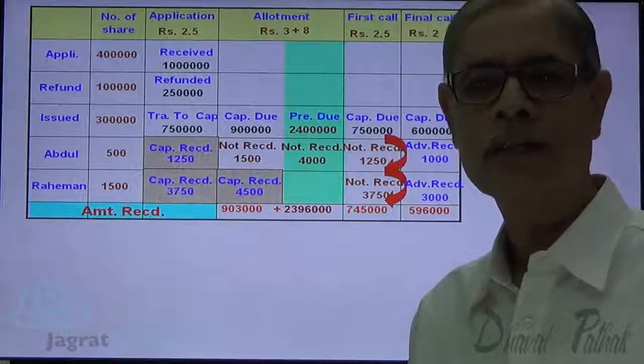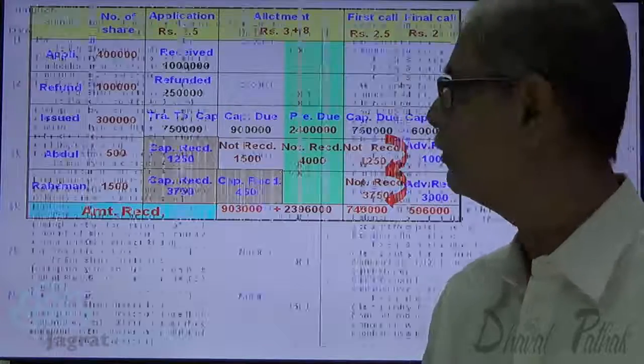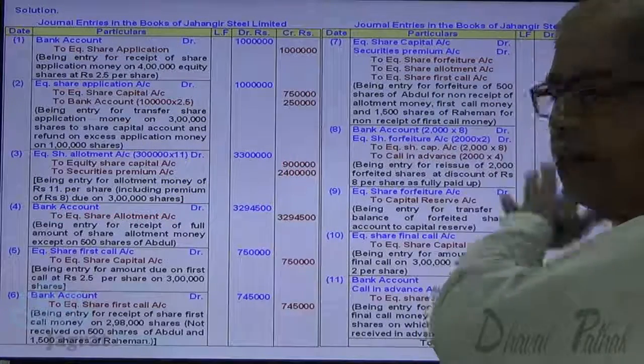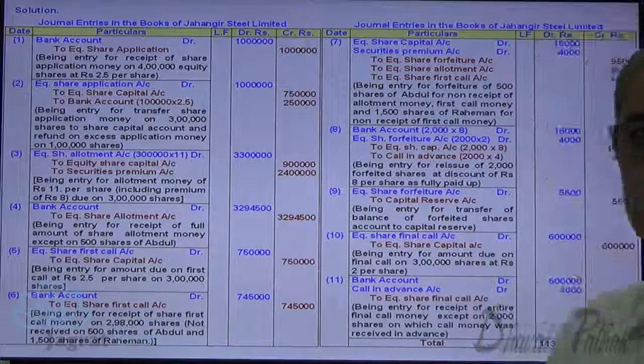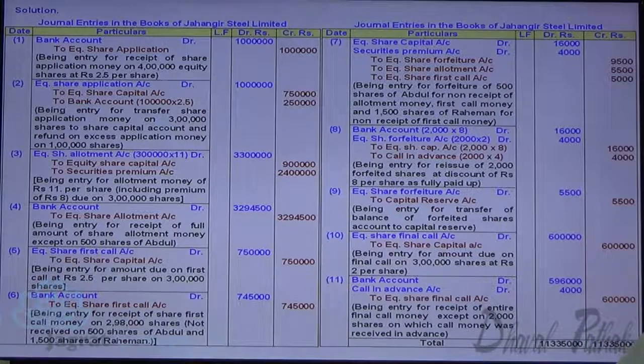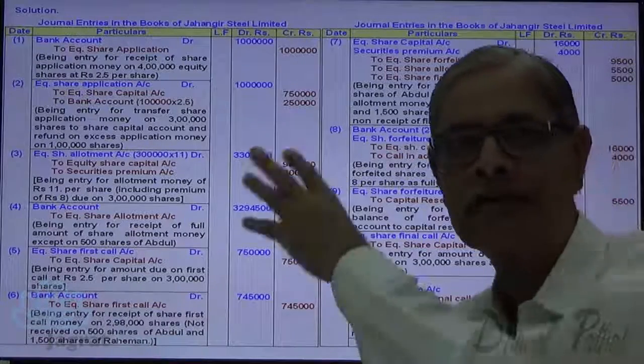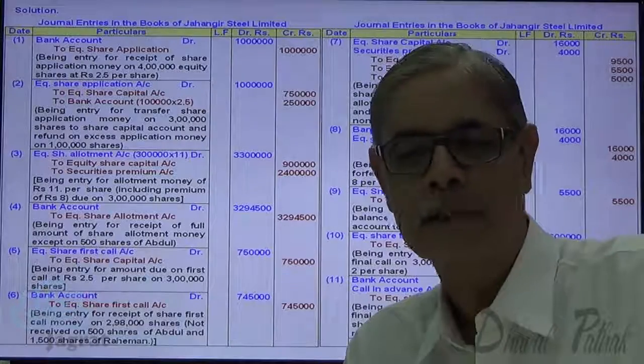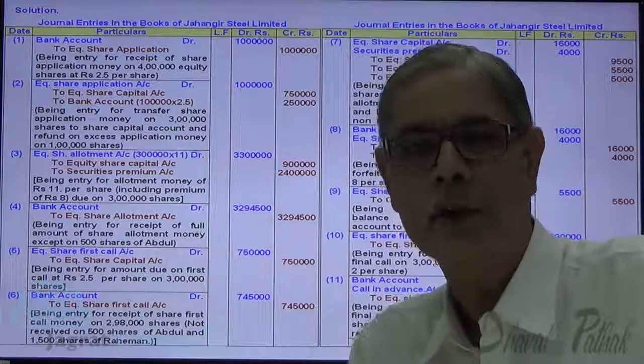Now if you write all these entries in your notebook with narration, it should appear like this. Here I have demonstrated all the entries with narration. This is how you should write in examination. And that's why I have demonstrated all these entries after explanation with narration here before you in this fashion.